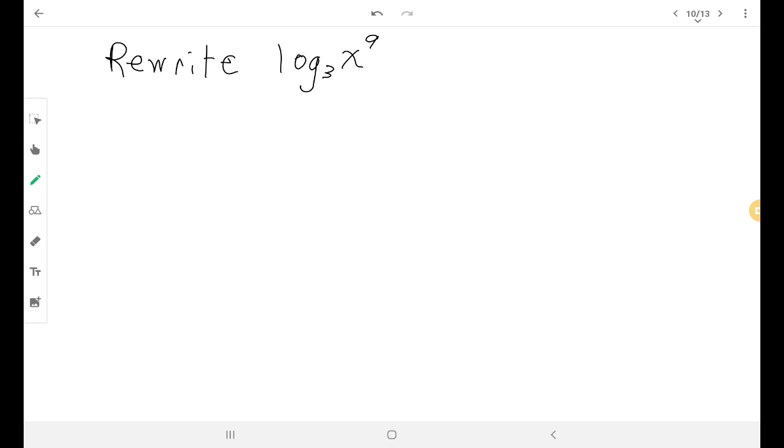So let's rewrite this and see what we can do with it. If I use the exponent rule, the power rule, that'll be 9 times log base 3 of x. And there's really nothing else I can do here, so that becomes my answer. I'll pause for a moment, let you look at that, see if there are questions. There being no questions, I'll move on.